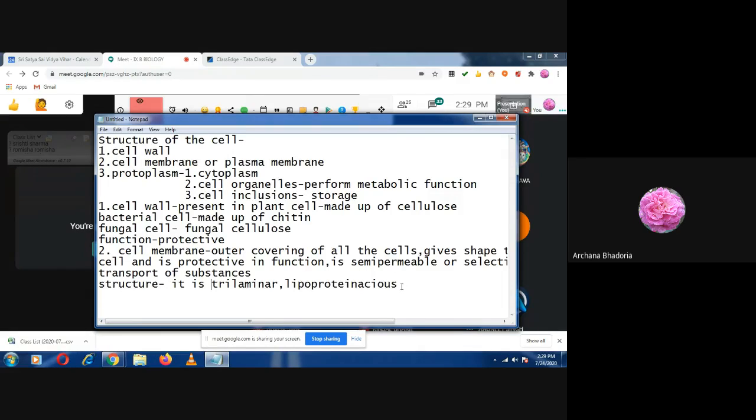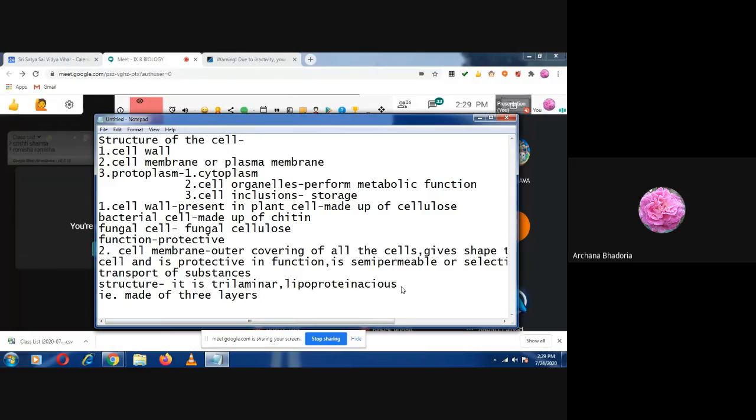What is the meaning of it? When we say trilaminar, you can write down that it is made up of three layers. Tri means three, lamina means layer. Ma'am, but it is a bilayer, no? No, the cell membrane is trilaminar.